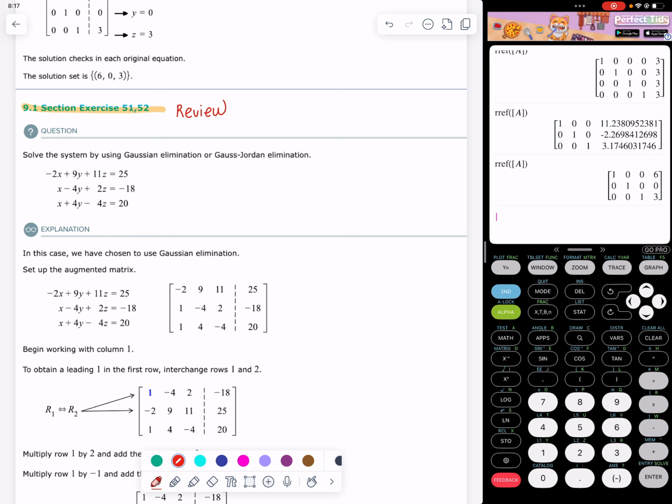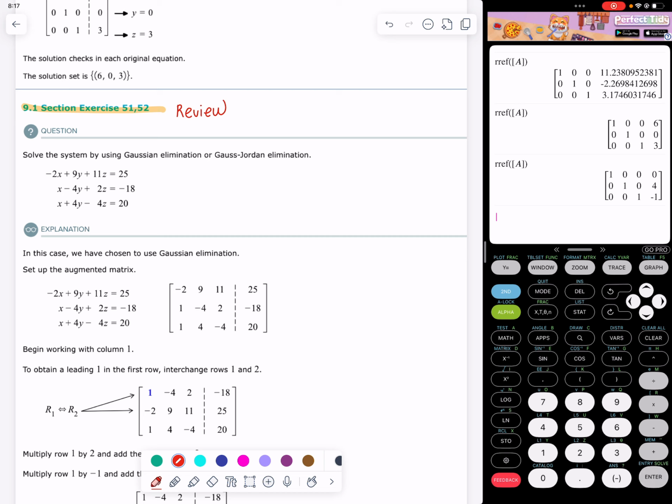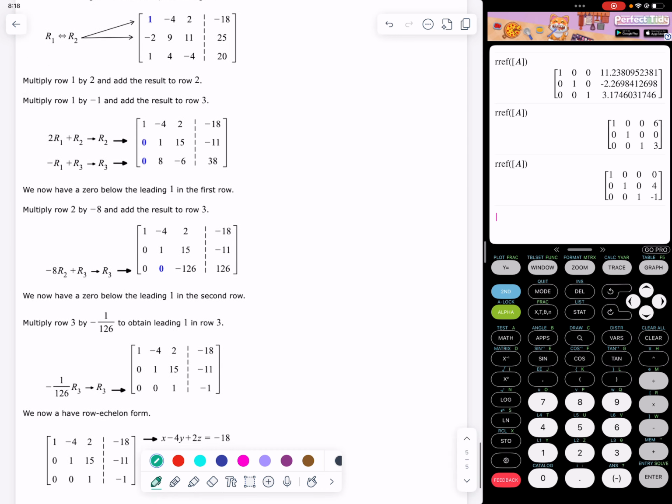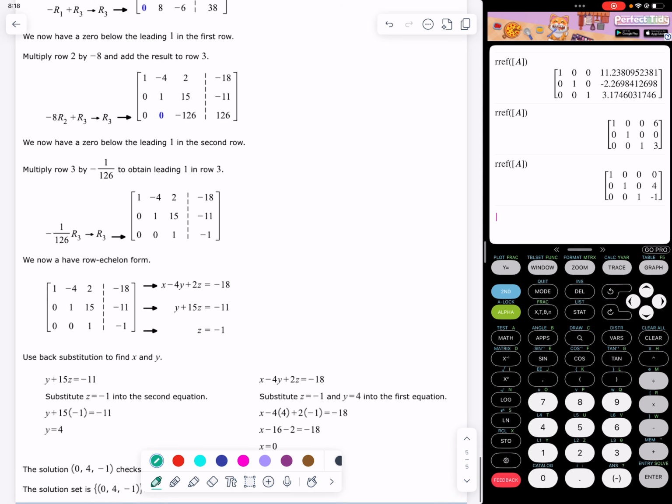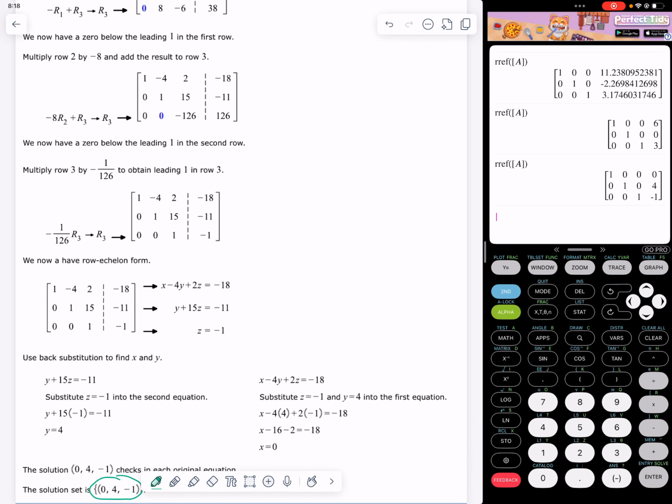Second quit. We want the reduced row echelon form of matrix A. And there we have the solution of the system. X is equal to 0, Y is equal to 4, Z is equal to -1. That ordered triple looks like that. And you can see that answer right here. And that concludes this video.